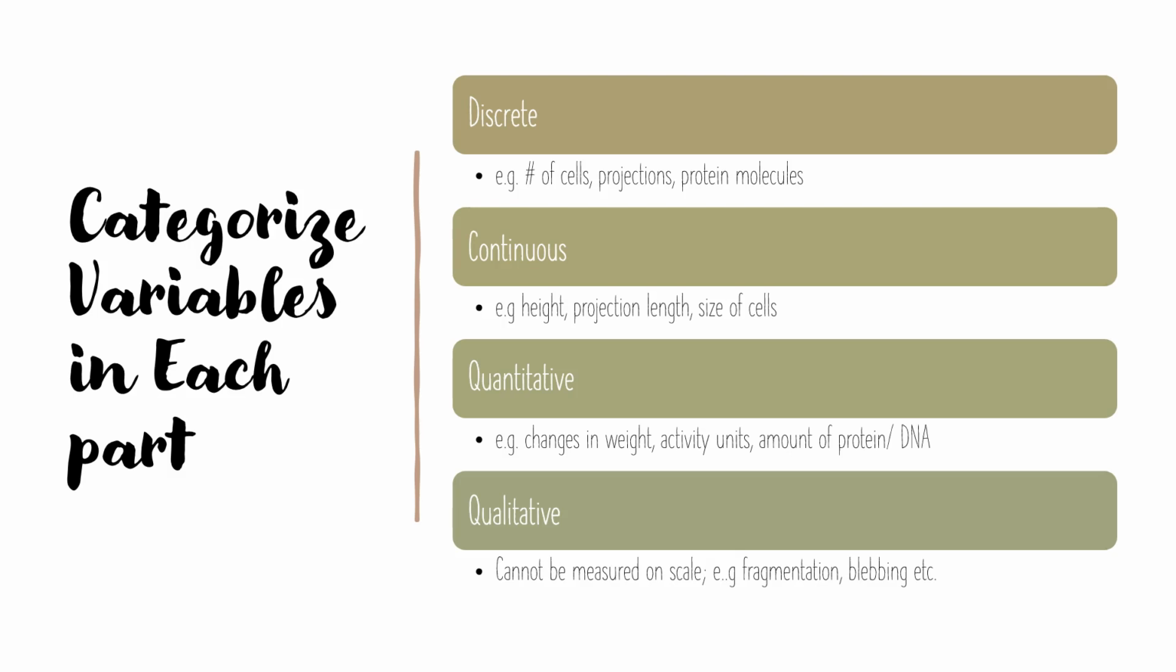Quantitative data, on the other hand, are actual discrete measurements that we can do. For example, changes in weight over time, or measurement of enzyme activity in a particular unit, or the amount of protein or DNA that is present.